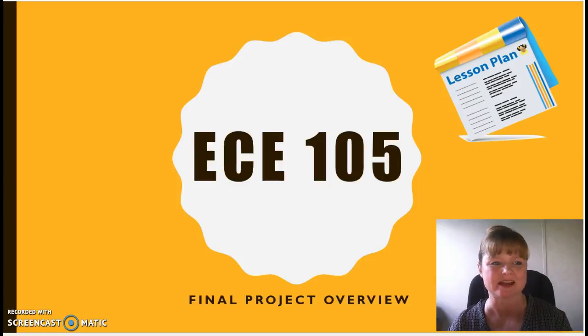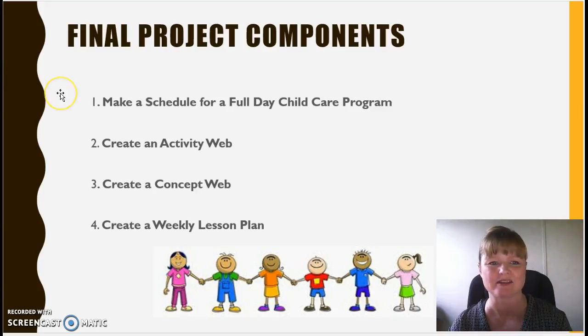With each course, I like to take a moment to go over the final project more thoroughly so that you'll be prepared for week 4. First, let's start with the final project components. There are 4 basic components. You'll need to make a schedule for a full-day childcare program, create an activity web, create a concept web, and create a weekly lesson plan. You will be going over many of these items in the coming weeks, so please don't worry if you're unfamiliar with some of these terms currently.